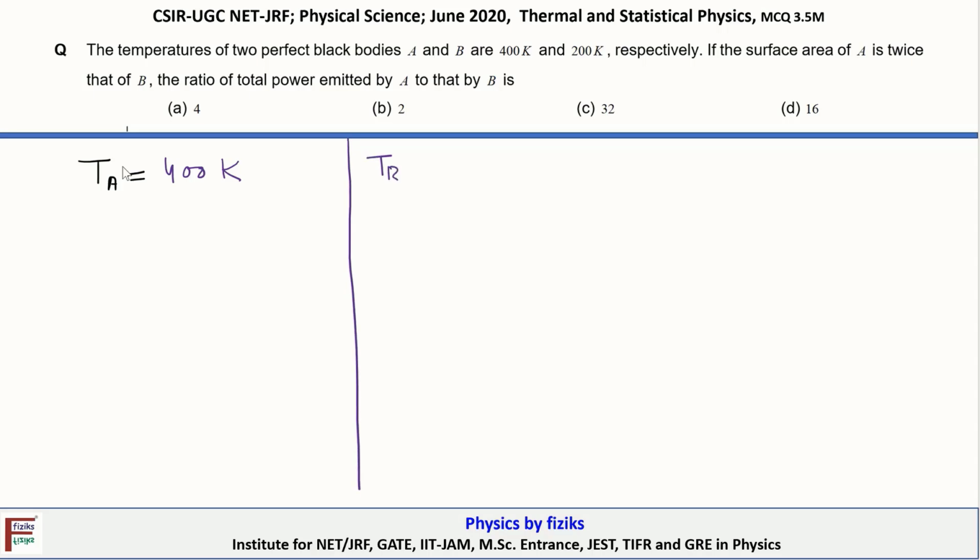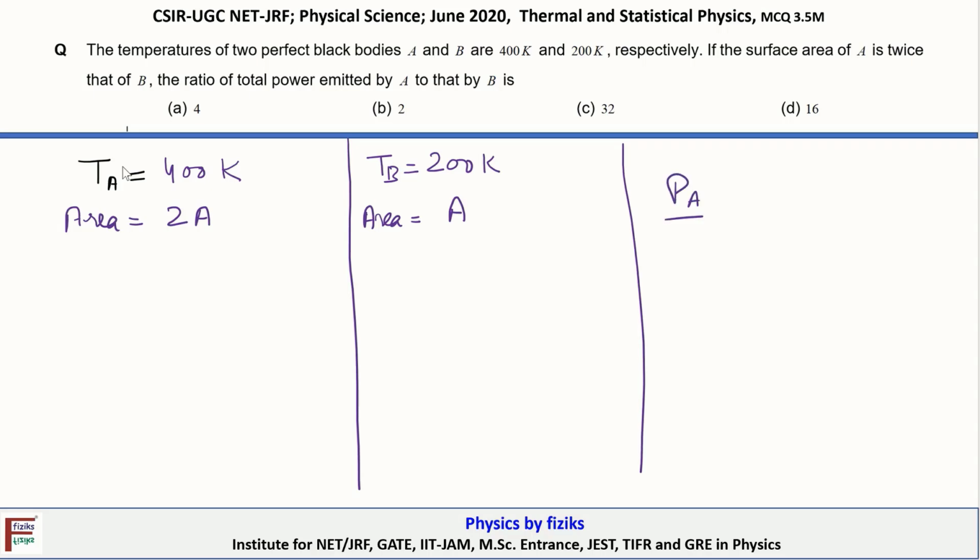TB is equal to 200 Kelvin. The area of black body A is equal to twice the area of B. If the area of black body B is A, as given in the statement of the question, then we have to find the ratio of the power radiated by body A to body B. What is PA by PB?